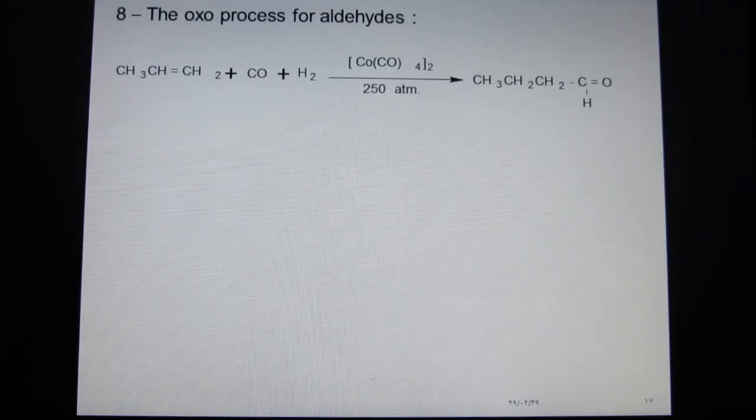And this is all the methods of preparing aldehydes, and as you see, most of the methods we took before from the previous chapters, maybe from alcohols, maybe from benzene, maybe from alkene, alkyne, and so on.